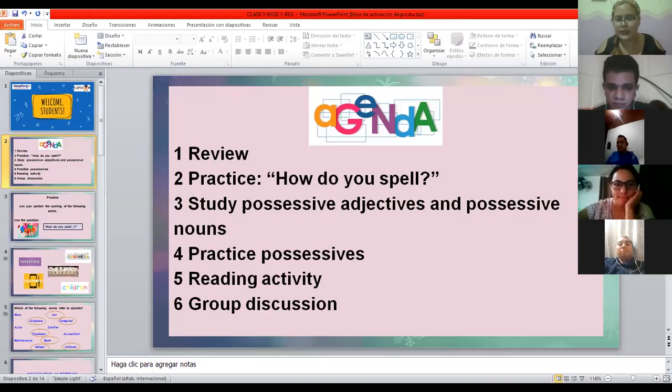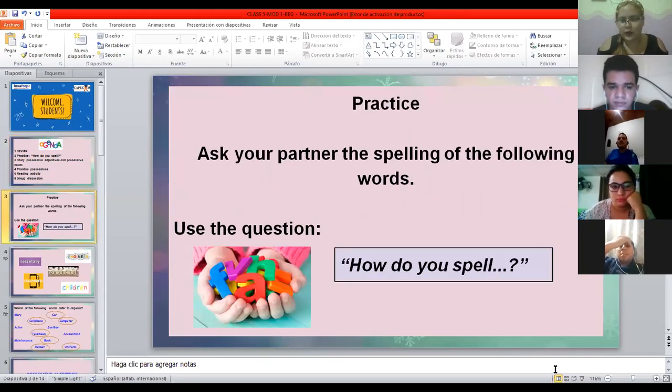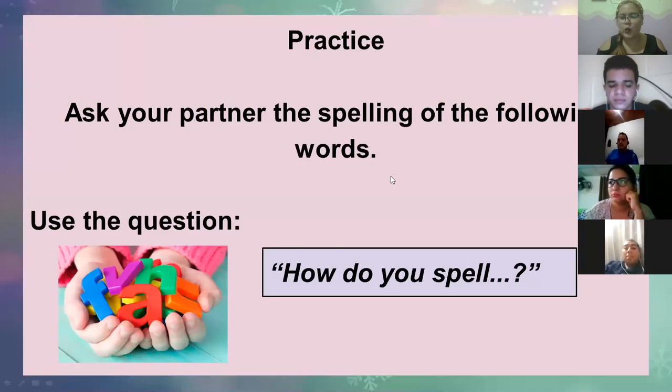Okay, so today's agenda, look very quickly. We're going to practice the question how do you spell. We're going to study possessive adjectives and possessive nouns. We're going to practice possessives, and a reading activity, not for today, but for the next class on Wednesday. But basically today we are going to study how do you spell, possessive adjectives and possessive nouns.